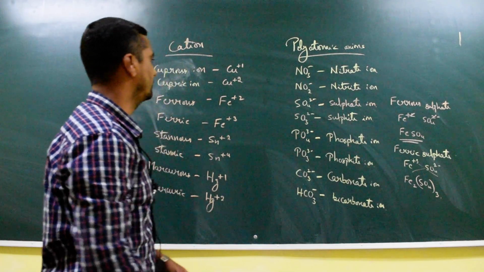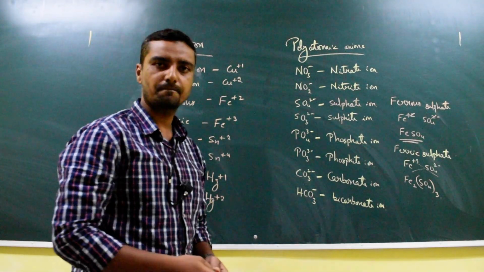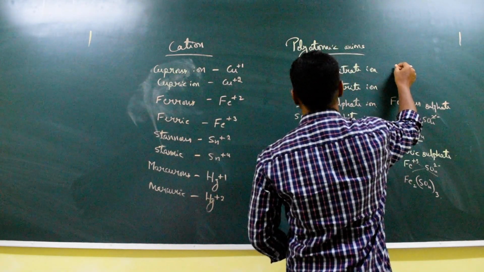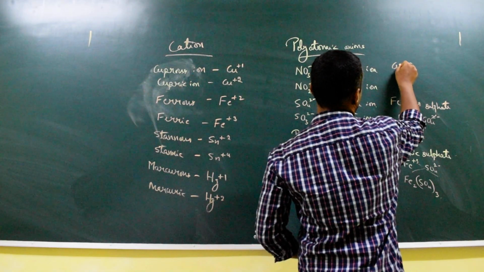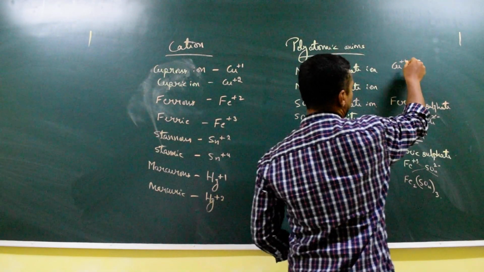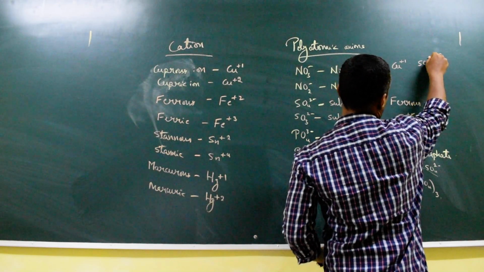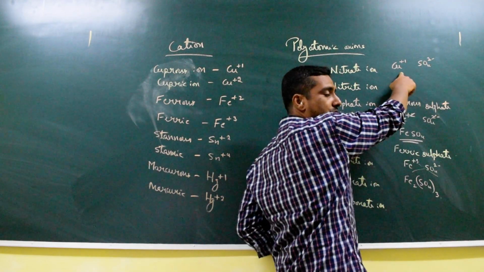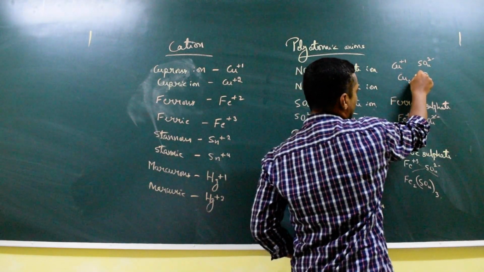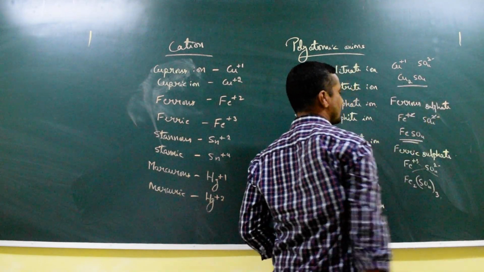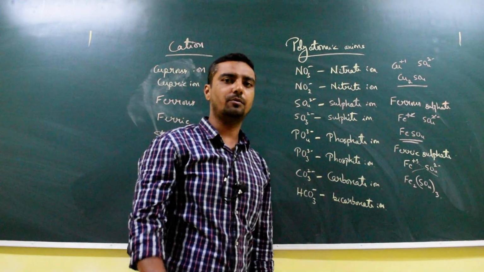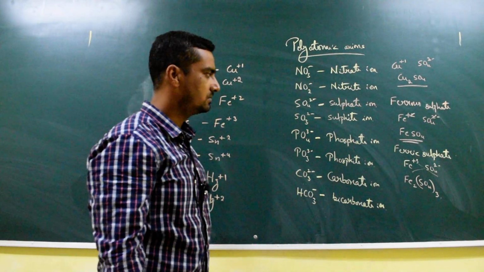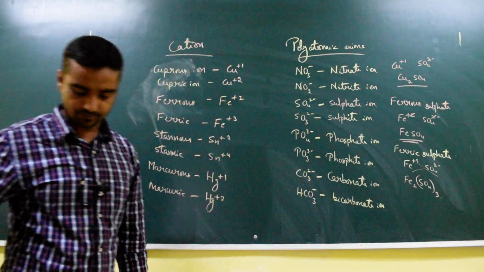What happens if it is copper sulfate? When we look at copper sulfate, we go for cuprous sulfate first. Cuprous is Cu with +1 oxidation state, and SO4 2 minus. This number comes down here, so it becomes Cu2SO4. This is cuprous sulfate. What about cupric sulfate? That is CuSO4, right? We'll go for some more names.